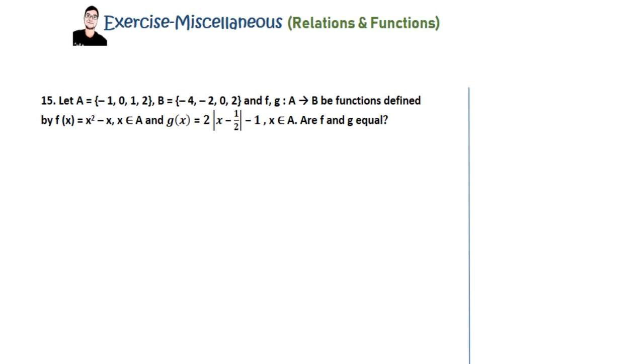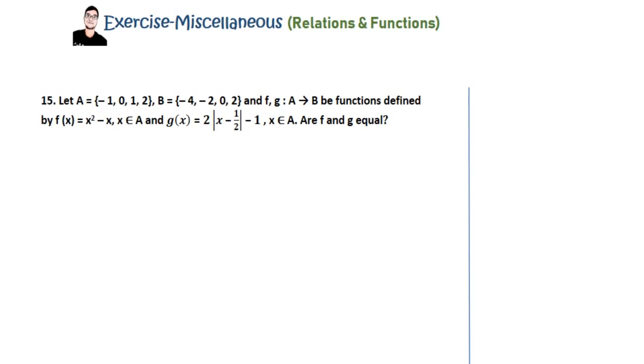They said that the set A is minus 1, 0, 1 and 2, and the set B consists of elements minus 4, minus 2, 0 and 2. There are two functions f and g defined from domain A to the codomain set B. Those functions are defined by f of x is equal to x square minus x for x belongs to A, and g of x is equal to 2 modulus of x minus 1 by 2 minus 1 for x belongs to A. Now we need to see whether f and g are equal or not.